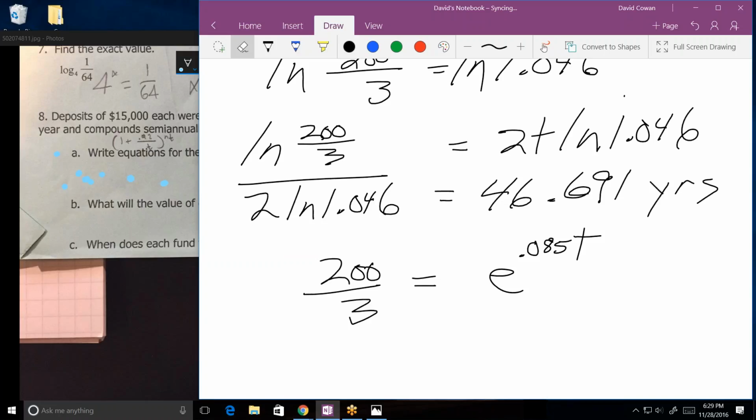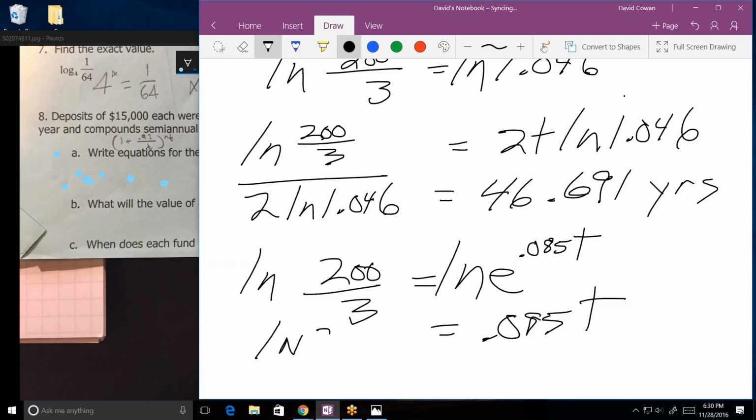Natural log works very nicely, especially with the continuous one, because notice now when I take the natural log of both sides, you love it. You've got e when you're taking the natural log of e. Because that just becomes 0.085t. So our answer here is that whole thing divided by 0.085. What number does that give you?